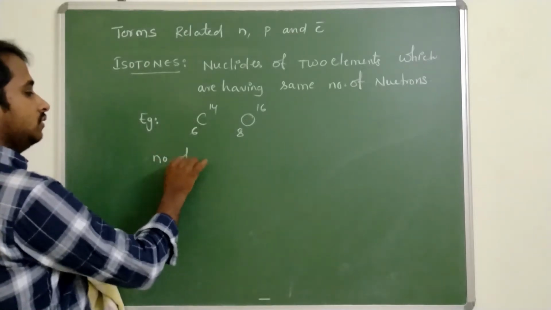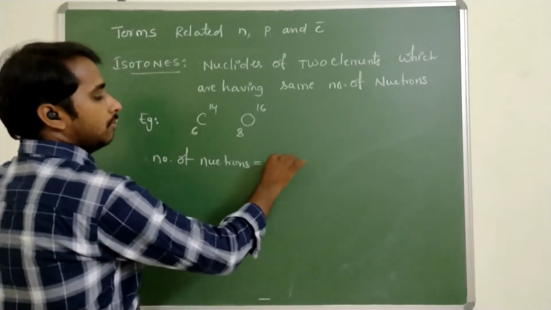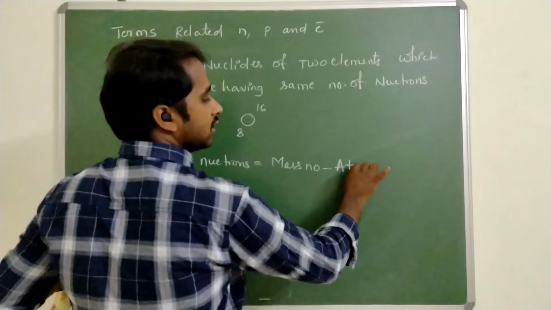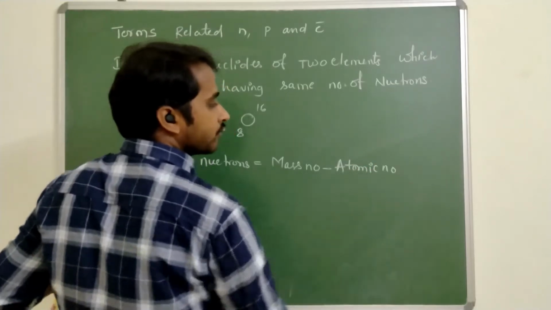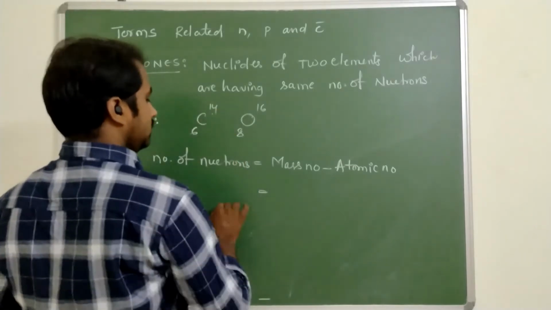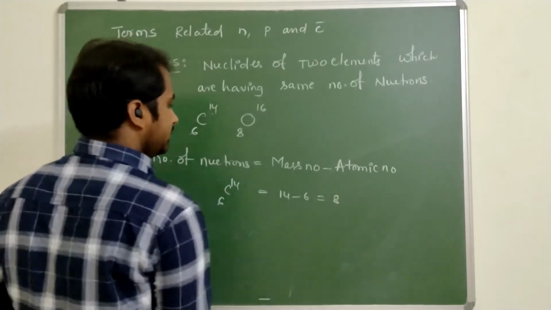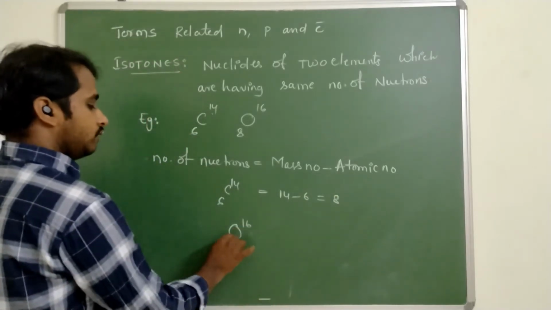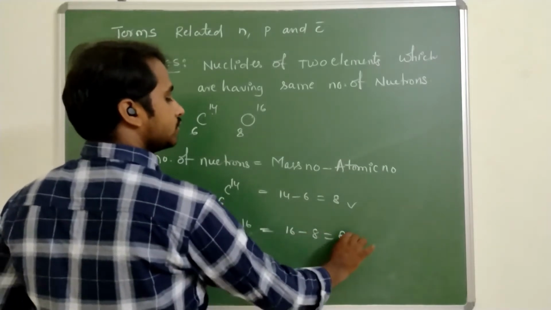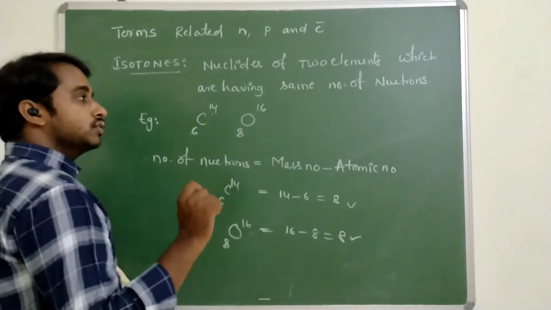Number of neutrons is equal to mass number minus atomic number. So here in this case, 6C14: 14 minus 6 is 8. For 8O16: 16 minus 8 is 8. So the same number of neutrons. So these two act as isotones to each other.